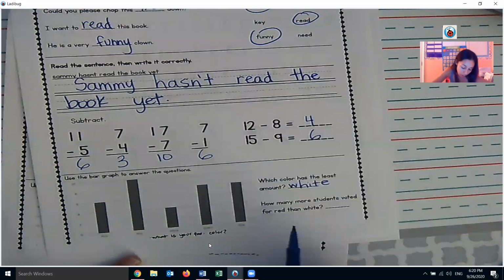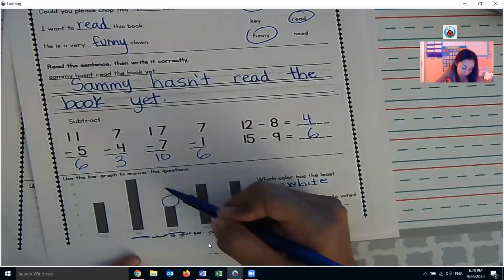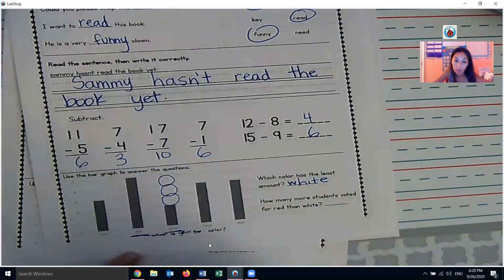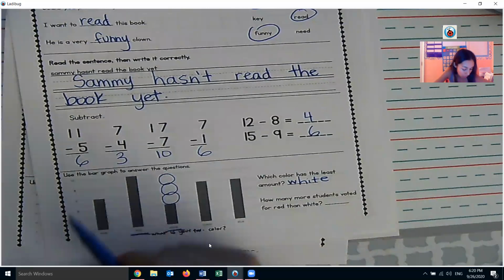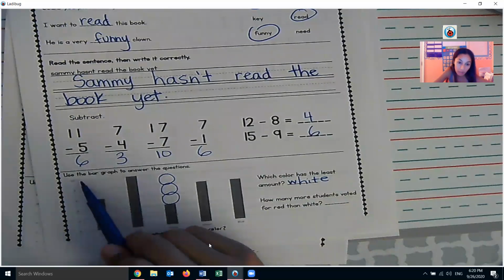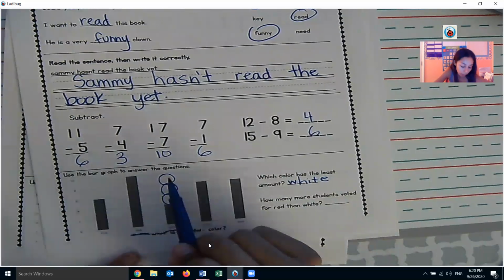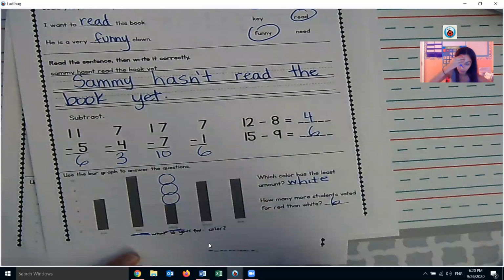How many more students voted for red than white? So we can kind of look here at how many spaces between these two. But we have to look on the side. It's kind of blurry on my screen, but you can see that these go by 2. 0, 2, 4, 6, 8, 10. So then we're going to count each of these little circles as 2. 2, 4, 6. 6 more students voted for red than white.